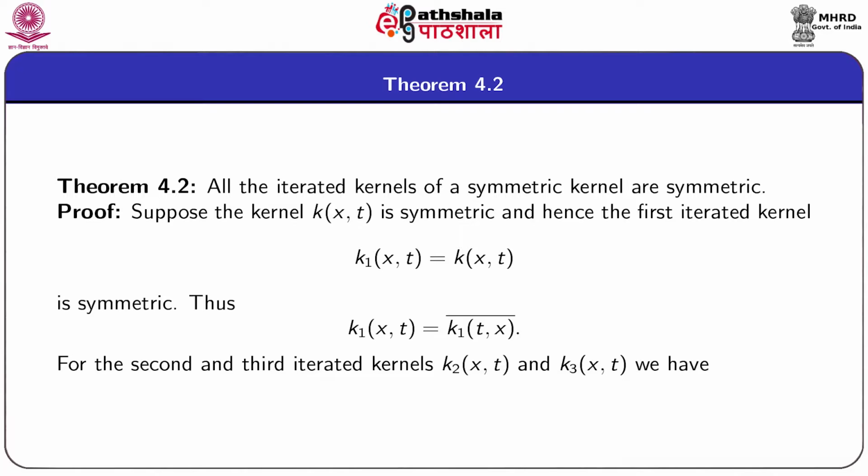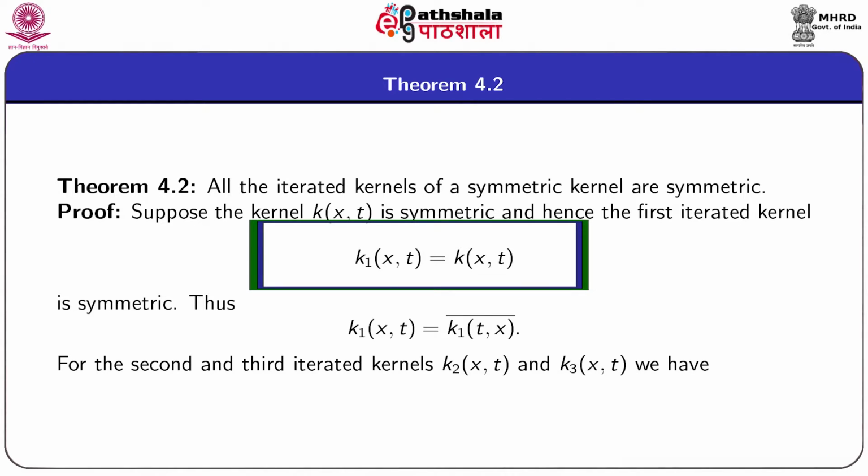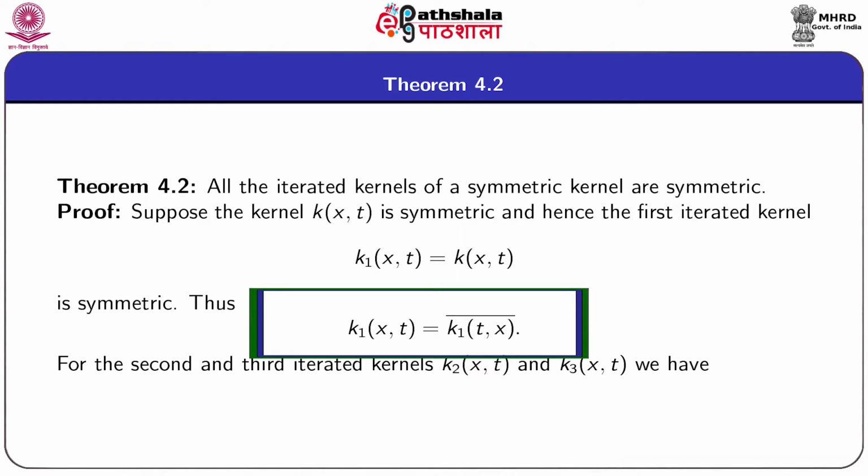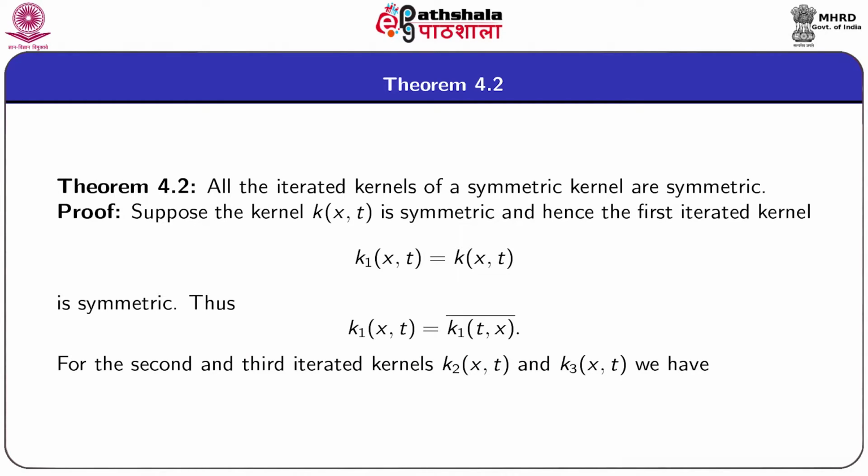Next we come to theorem 4.2. In theorem 4.2, we will show that all iterated kernels of a symmetric kernel are symmetric. Now, for proof, we suppose that the kernel K x t is a symmetric kernel. Hence, the first iterated kernel is denoted by K1 x t, which is equal to K x t. And if it is symmetric, then we have the result that K1 x t is equal to K1 bar t x. So, the first iterated kernel is a symmetric kernel.